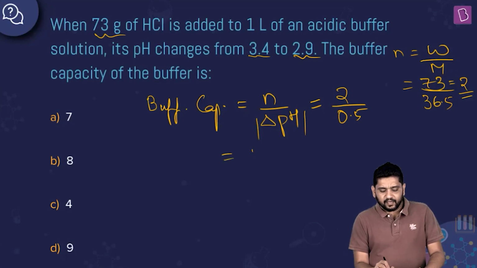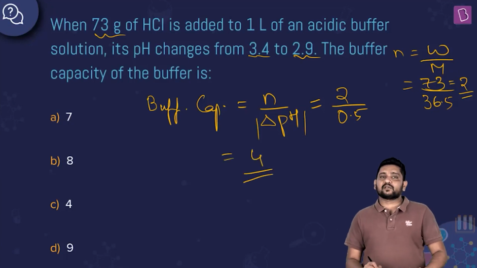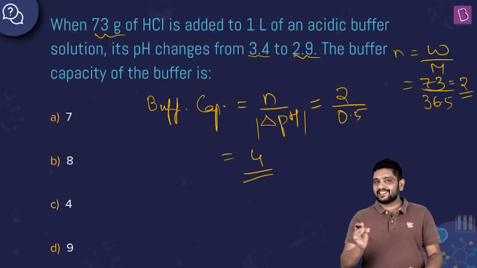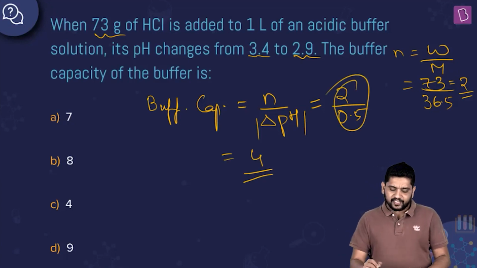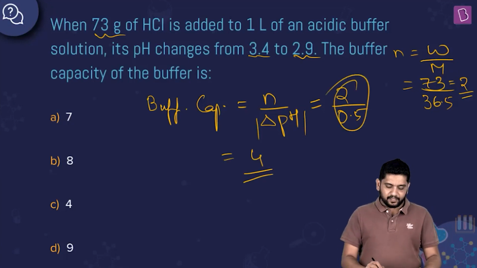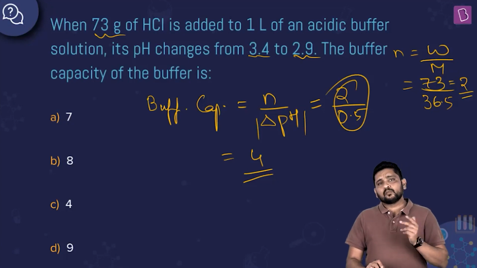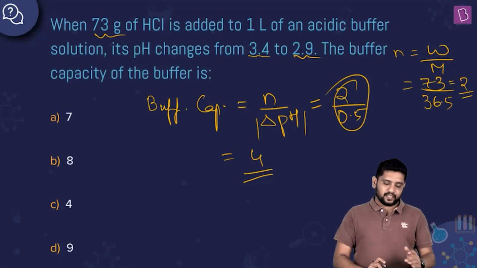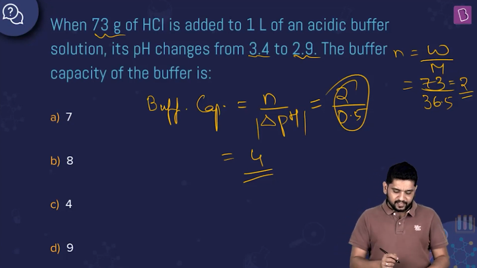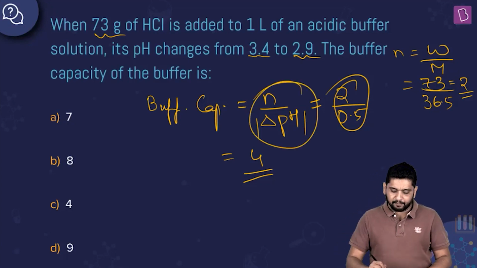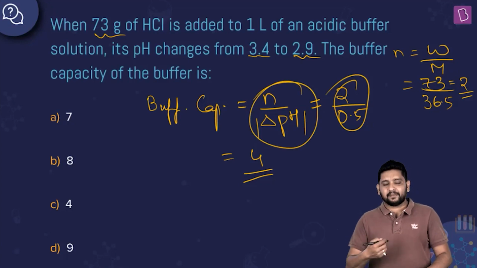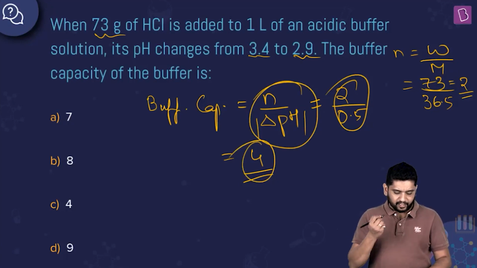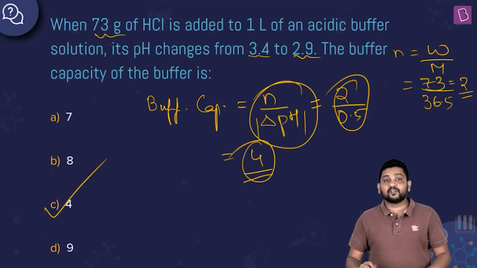So you can say that 4 moles should be added to change the pH by 1. Though this is not exactly true, you can see that n by delta pH is giving me the value of 4. If 2 moles change the pH by 0.5, then 4 moles would have changed the pH by 1. This is what is being said here. Buffer capacity is n by delta pH, or dn by dpH, you can say it like that also. And the value is turning out to be 4, which is obviously option C.